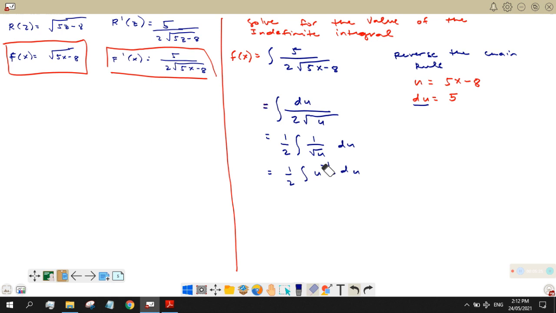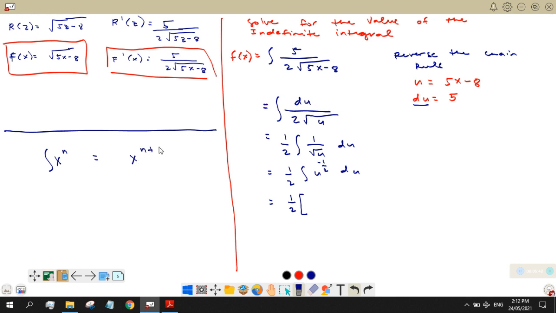Okay, solve pa natin siya. Negative 1/2. Yan, mas obvious na. So, this is 1/2. Solve natin yung integral nitong u raised to negative 1/2. If you still remember how to solve for integrals, ganito lang siya. If you have x raised to n, so the integral of x raised to n is x raised to n plus 1 over n plus 1. So, kung meron ka ditong u raised to negative 1/2, just add 1 to its power or exponent, and then, copy mo yung exponent niya sa denominator. We have negative 1/2 plus 1.